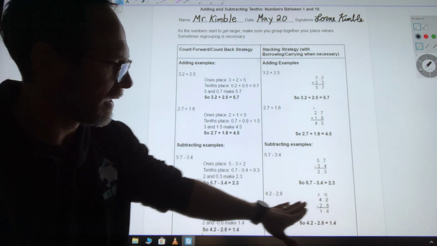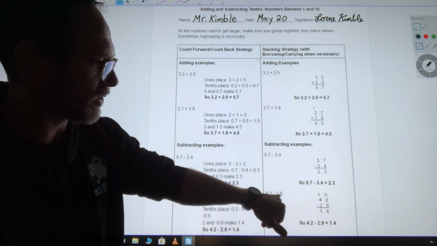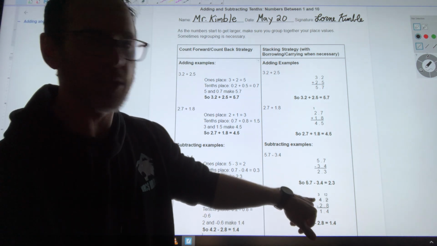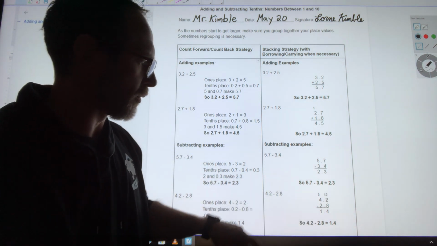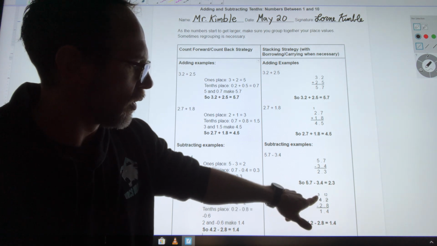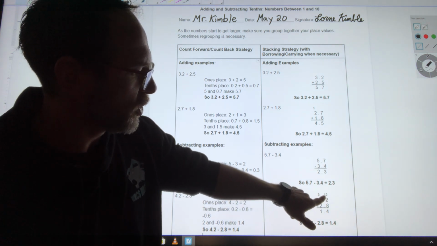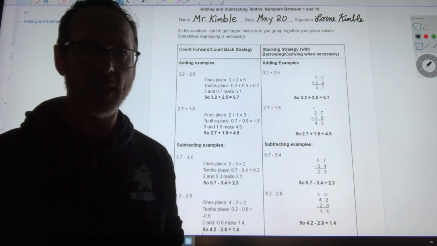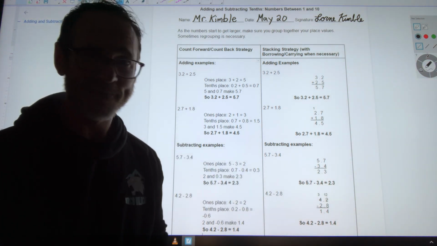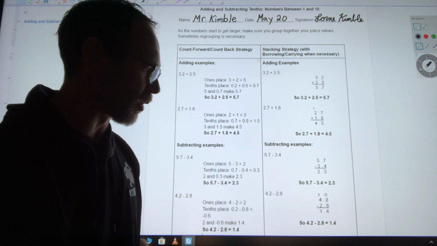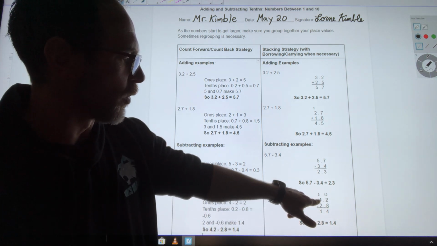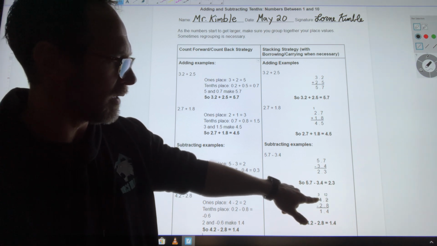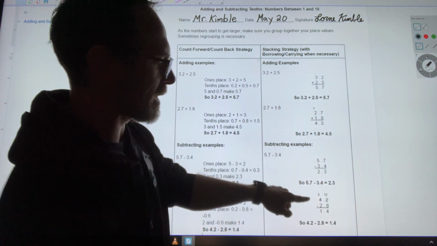A little bit tougher is this one here, 4.2 minus 2.8. Over here I was talking about making it negative. Here what we do is borrowing. We've talked about borrowing before, but let's take a quick look at it. So I have 2 minus 8 and 4 minus 2. Now, if I went to the store with $2 and I wanted to buy something that was $8, I couldn't do it, not unless I borrowed. So what I did is I took 1 from the 4 and moved it over to the tenths place.